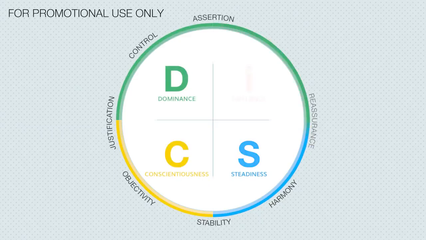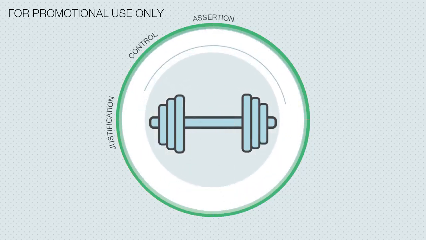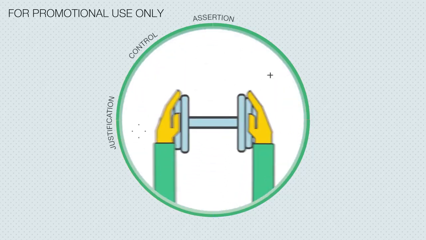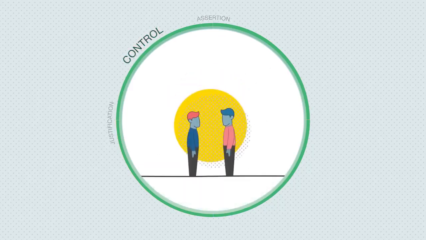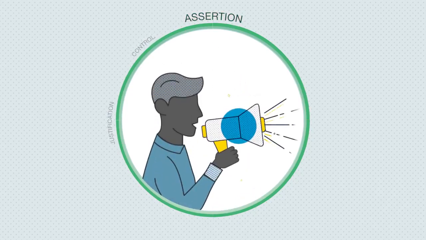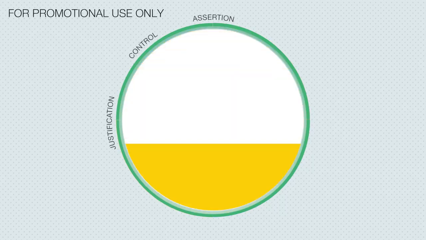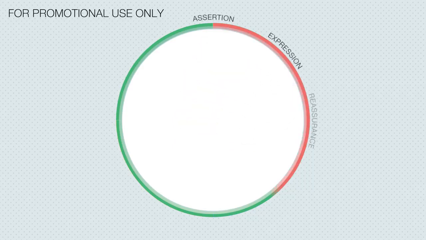For instance, people with the D style are direct and tough-minded. They have a strong need to shape their environment. So in conflict, they often take control, overshadowing others. Because they're assertive, they speak up about problems and stick up for themselves. And they can sometimes be forceful, justifying their side of the story when they're convinced they're right.